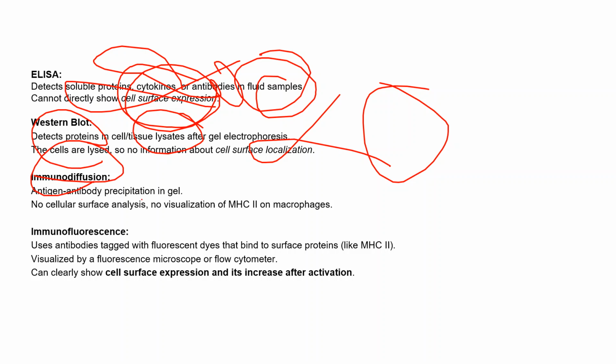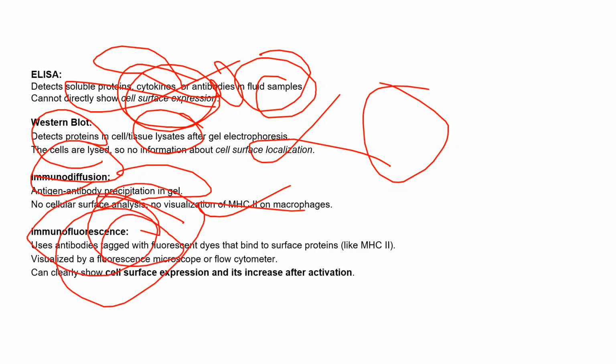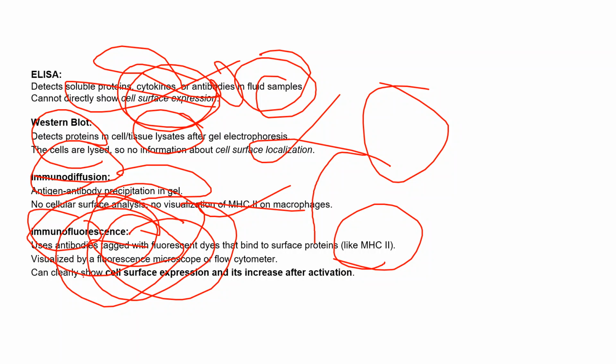In immunodiffusion, antigen-antibody precipitation occurs, so only that reaction will detect the specificity. There is no cell surface analysis, so there will be no visualization. The only technique where we can characterize and see cell surface markers like MHC2 is immunofluorescence, because the dye will go and bind to the specific proteins and we can see through the fluorescence microscope clearly whether there is cell surface expression and whether it increases or not.